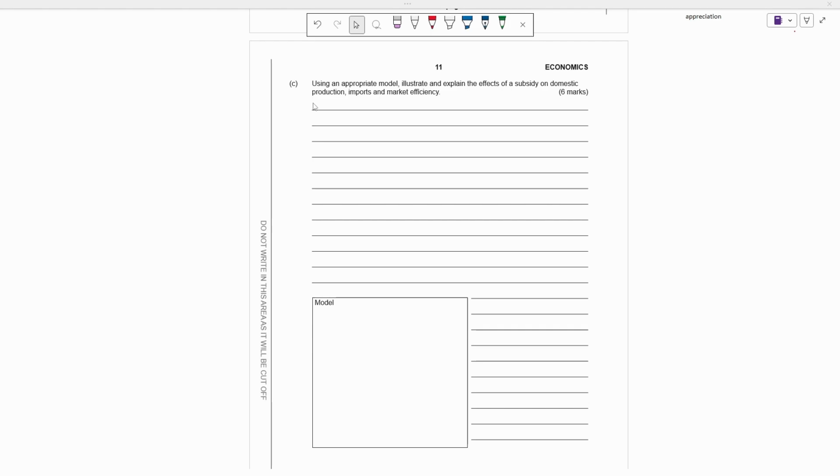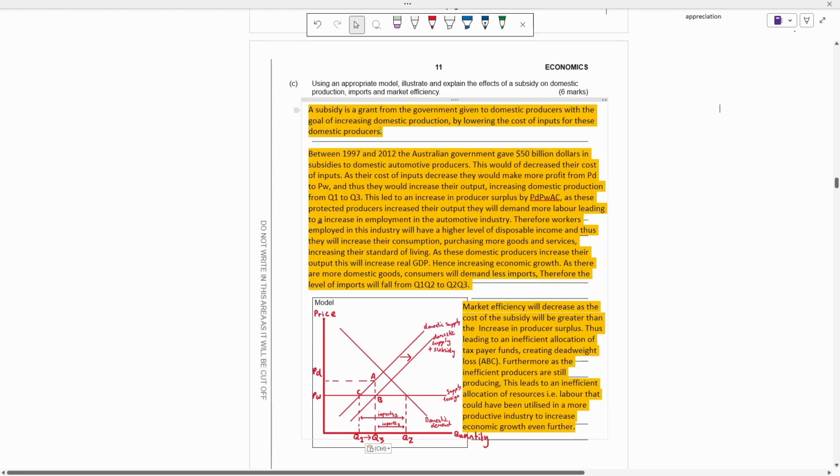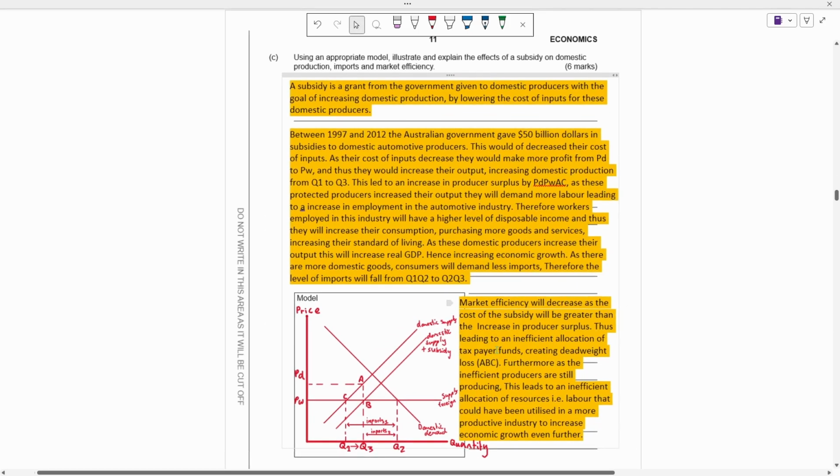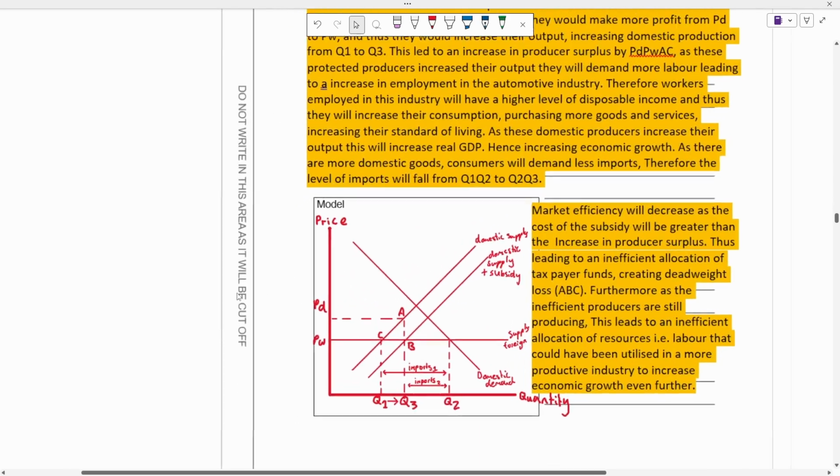So this is a sample answer. You can see I defined what a subsidy is and then gave an example of when the government used a subsidy. And then this is my explanation. Now we have enough detail, but another thing that we did is that we included the model within our explanation. You can see here the increase in producer profit, PD to PW, the increase in domestic production, Q1 to Q3, the increase in producer surplus, PD, PW, AC, and then also talk about imports and deadweight loss. So our explanation's good. Now let's look at the model.